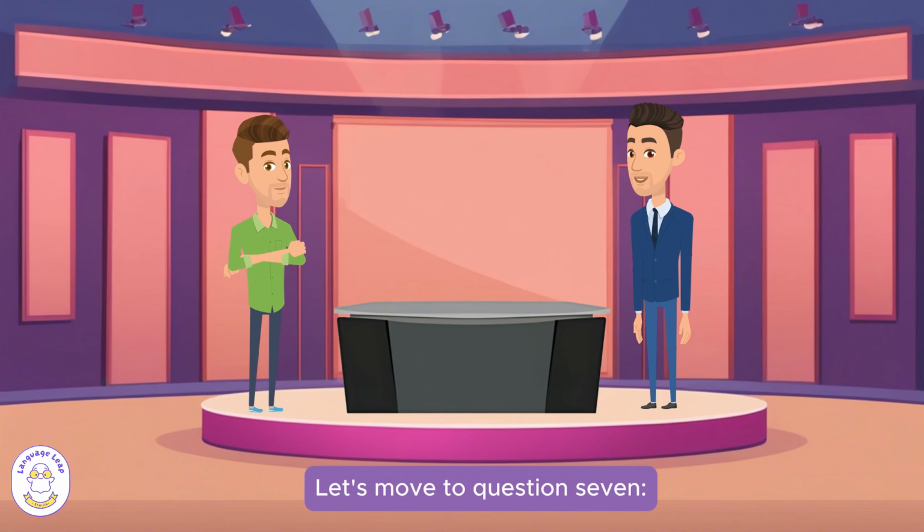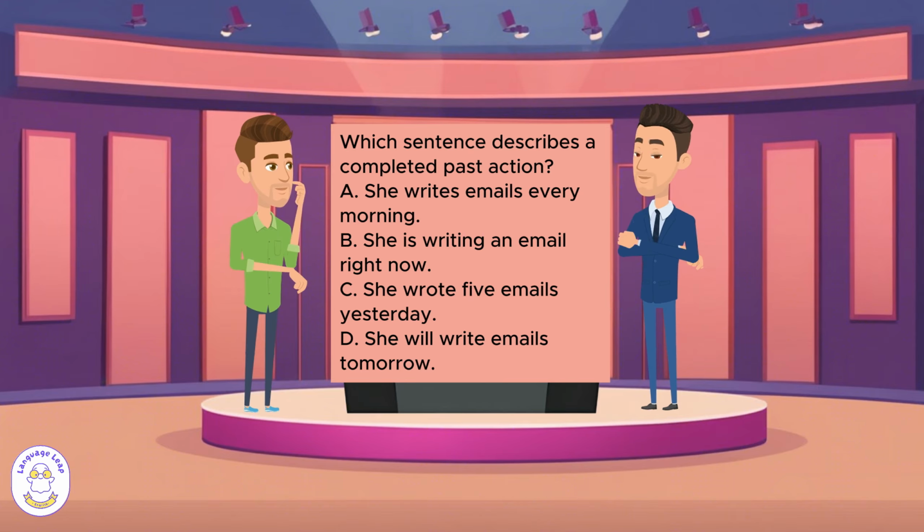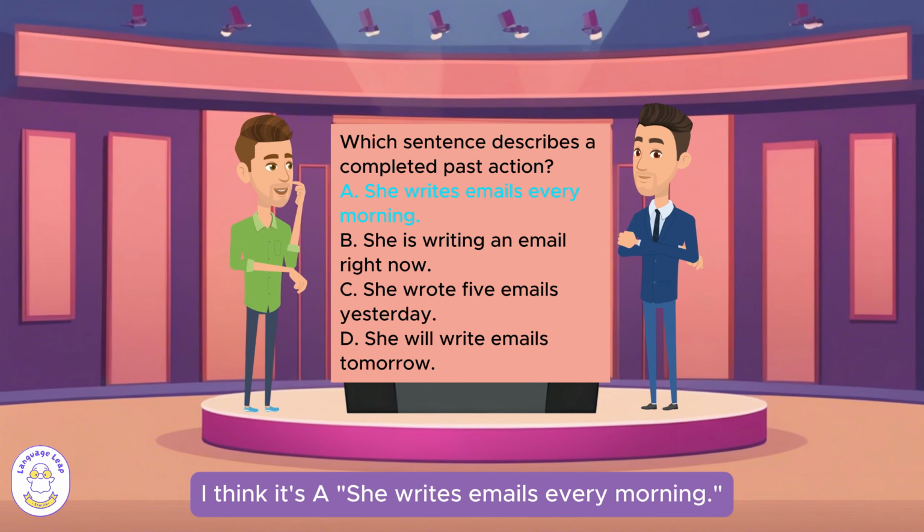Let's move to question 7. Which sentence describes a completed past action? A. She writes emails every morning. B. She is writing an email right now. C. She wrote 5 emails yesterday. D. She will write emails tomorrow. I think it's A. She writes emails every morning.